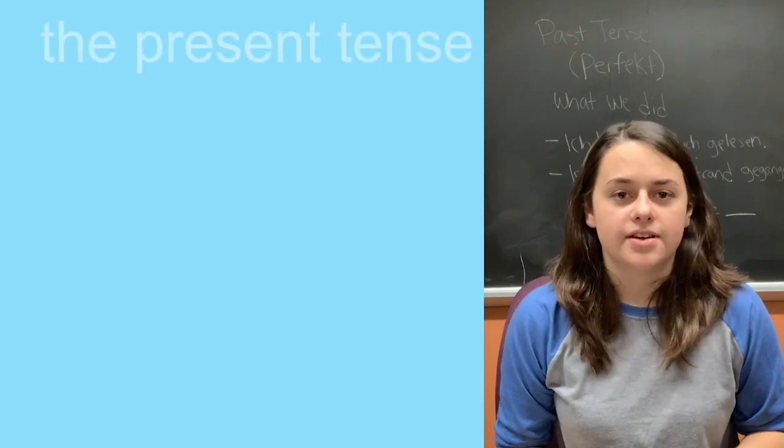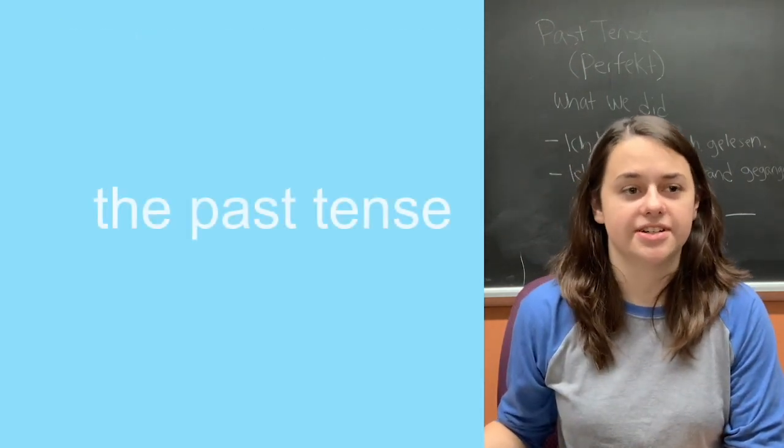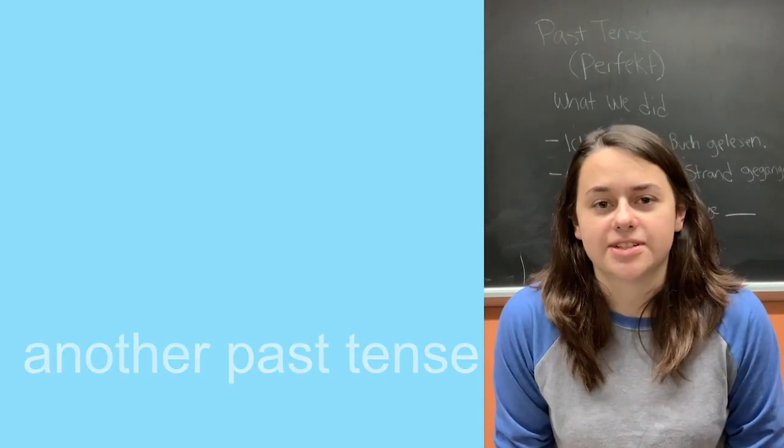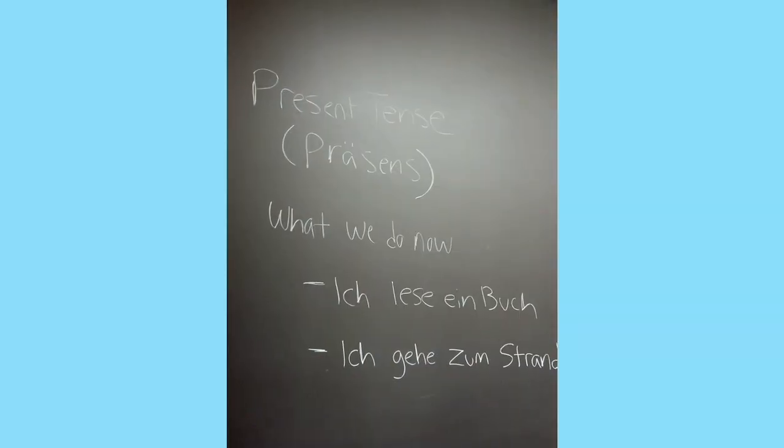So, today we are talking about the past, and more specifically, the German past tenses. As a bit of an overview, we will be talking about the present tense, and then we will talk about the past tense, which you can also call das Perfekt, and another past tense, which in German is called the Plusquamperfekt. So, let's get started.